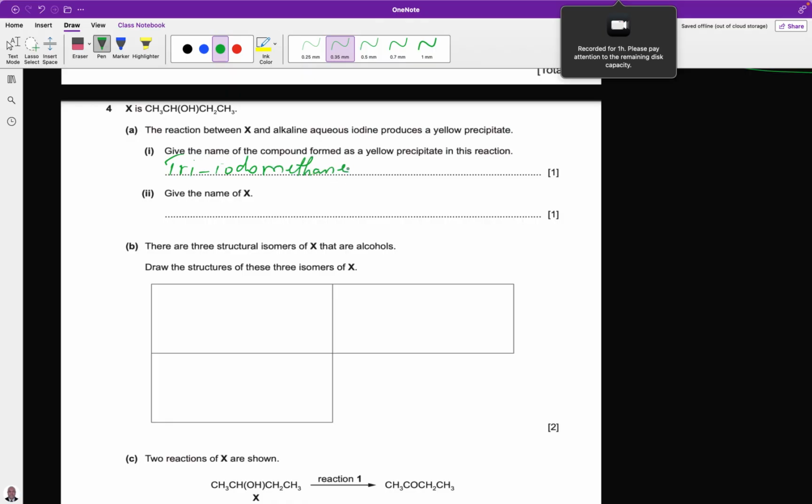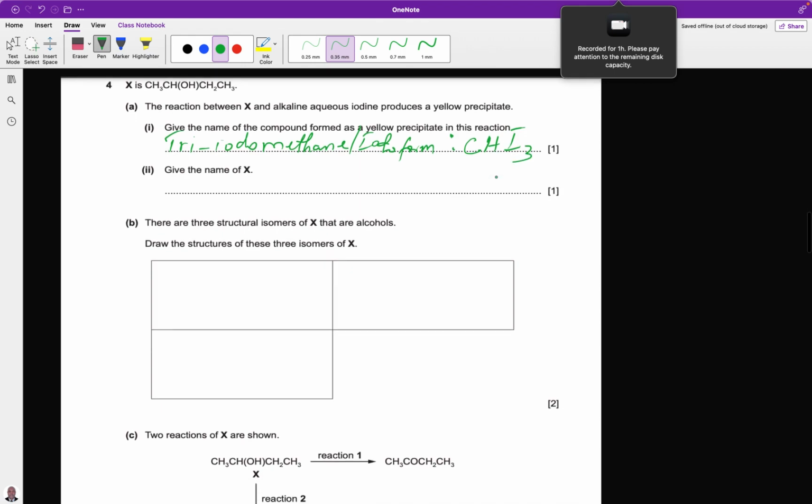Triiodomethane, or what we call iodoform, is usually like this. It is CHI3. Because of time, I would have loved to show how the reaction goes to give this, but go back to our previous video and you'll get it there.